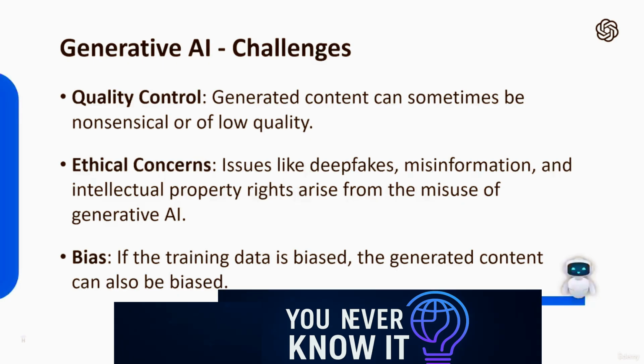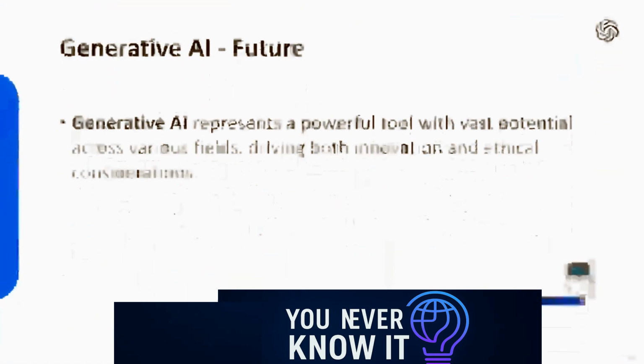Bias. If the training data is biased, the generated content can also be biased. It means that whatever query you give as input will be fulfilled by the generative AI generated content. It might be text, images, and more.